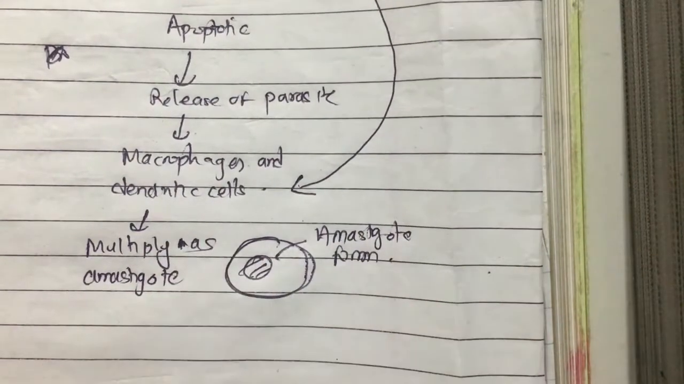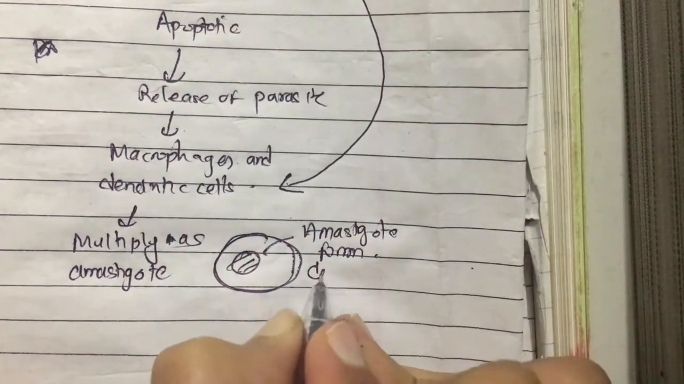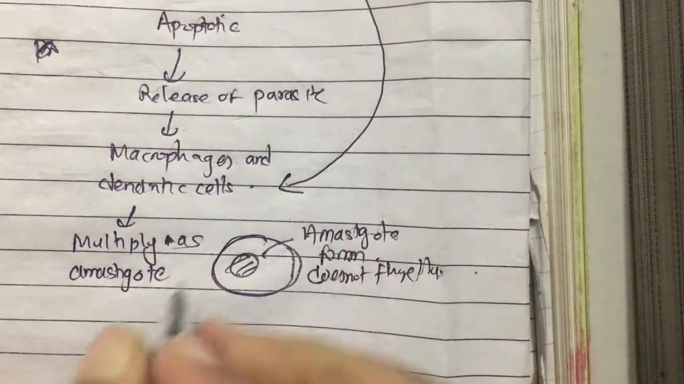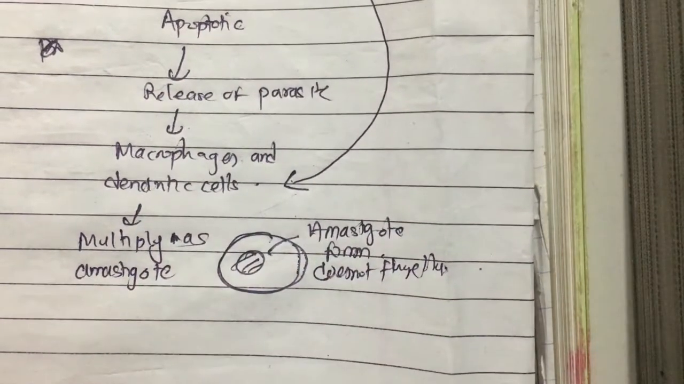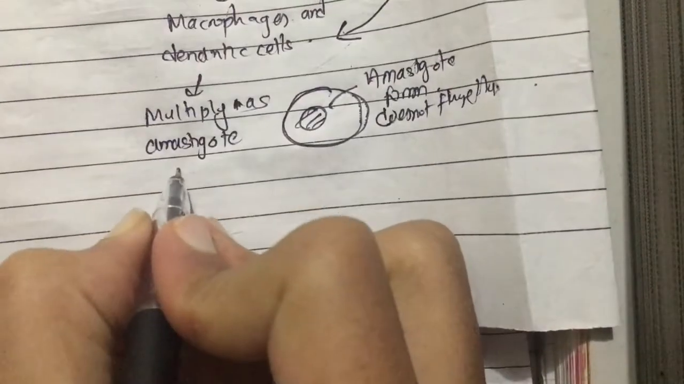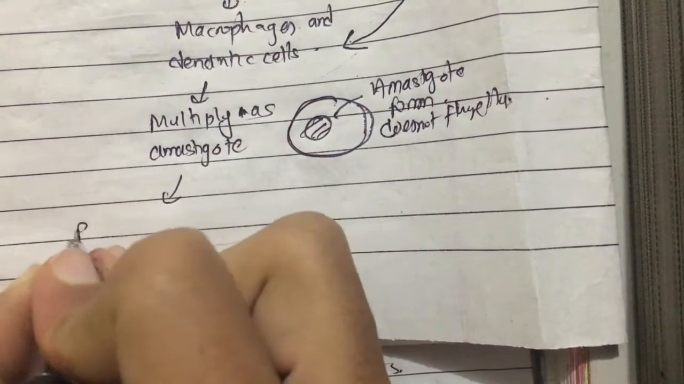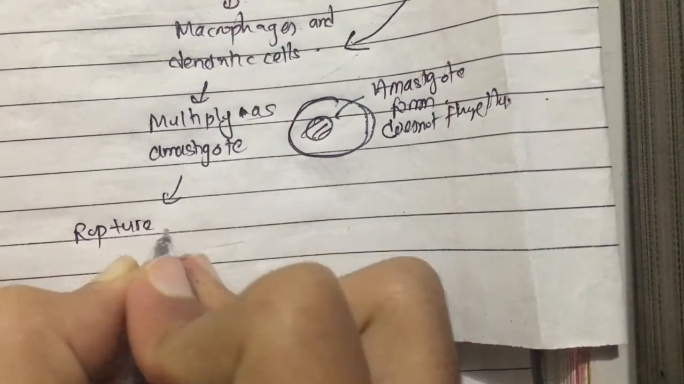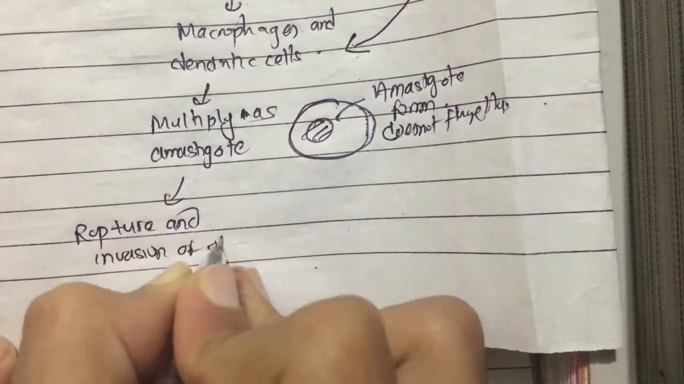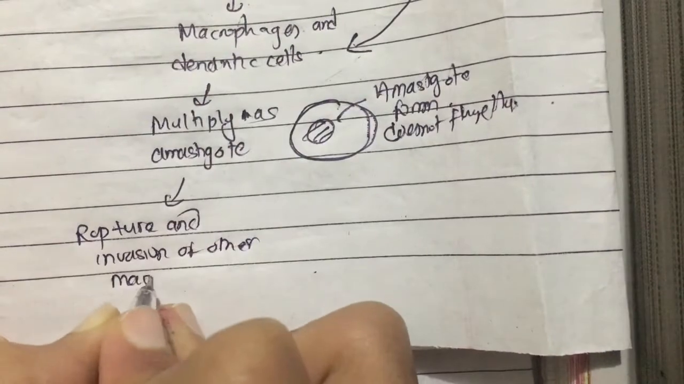And this amastigote form does not have flagella. Promastigote form was an extracellular form, so they need to have flagella to travel, whereas amastigote form does not have flagella because they reside inside the cell. So they are taken up by the macrophages and the dendritic cells. Then the macrophages rupture, and again they invade other macrophages.